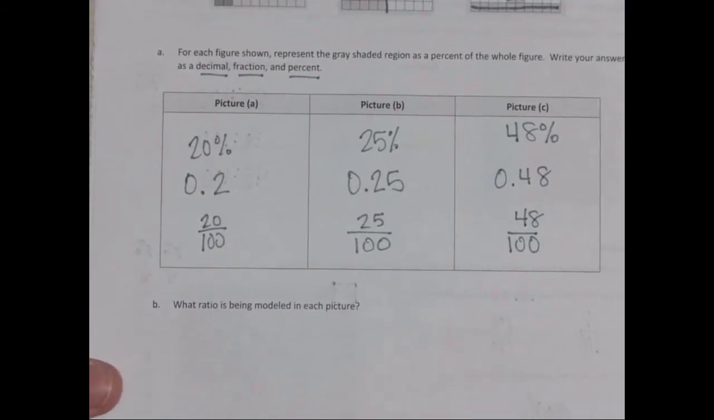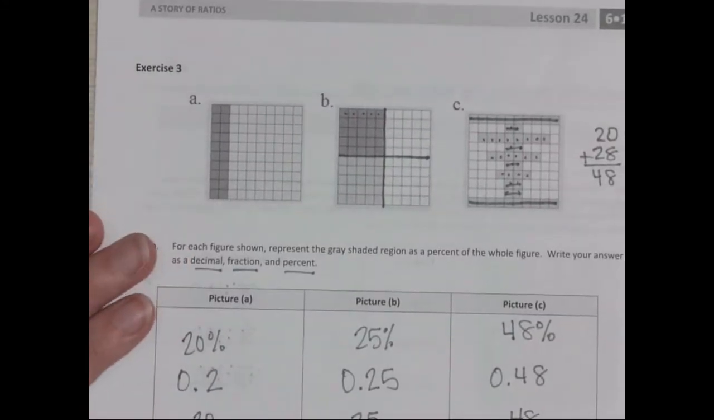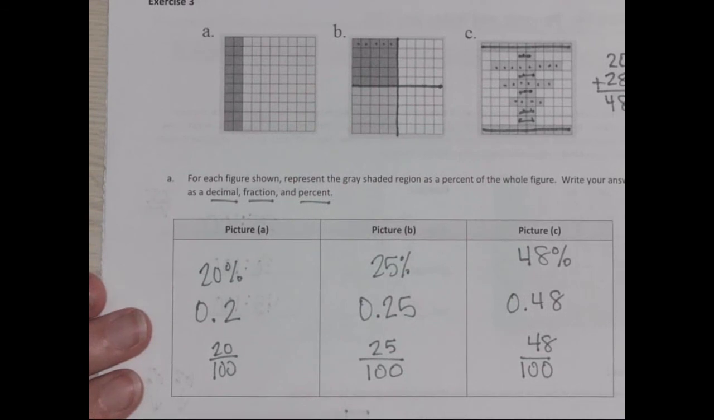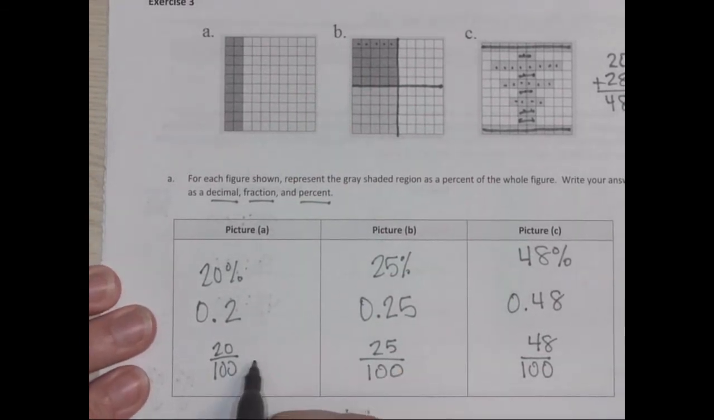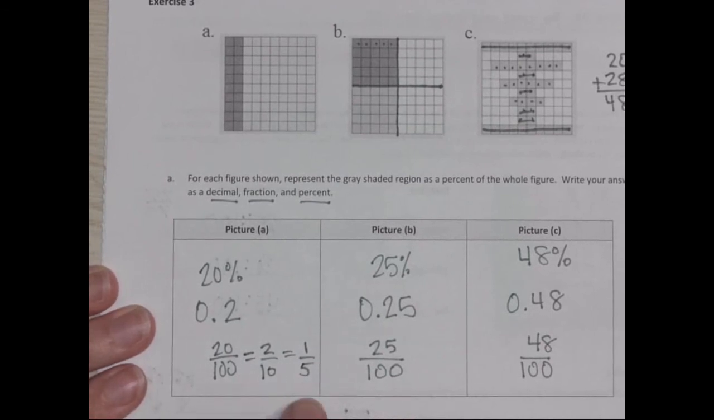Yes, I have a question. Yes. On picture A, right? You know how you put two 20/100s, kind of be 2 10s. Yes. 20/100ths is the same as 2 tenths, and that's the same as 1/5. These are all equivalent ratios. I'm sorry, fractions.